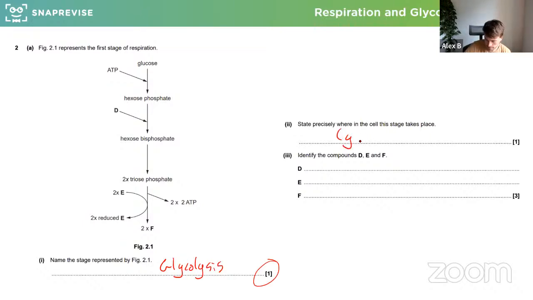Yeah, cytoplasm. And then what we're looking at. NAD, nice. It's actually not reduced NAD, just NAD, yeah. Because it says reduced here. F is pyruvate, nice. And yeah, ATP, nice. Cool.